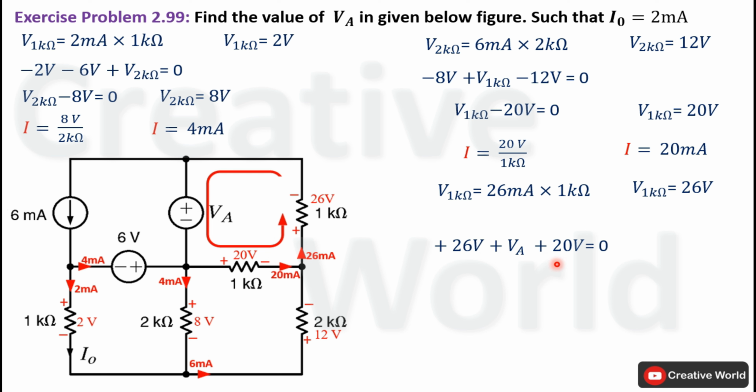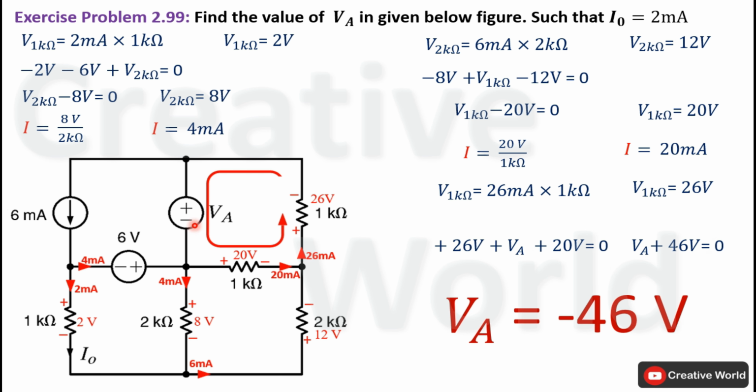Now add 20 volt and 26 volt together, their sum will be equal to 46 volt. And place this 46 volt on the other hand side of equal to calculate voltage across this voltage source, that will be minus 46 volt. So the value of VA inside this network is minus 46 volt.